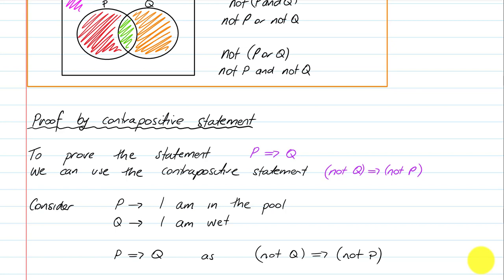Consider this one. P is I am in the pool, and Q is I am wet. Now we know this is true. I'm sure somebody will come up with a counterexample like, I'm inside a glass bubble or something like that. But let's assume being in the pool means I'm wet. So P implies Q. Does not Q imply not P? If I am not wet, does that imply I'm not in the pool? And the logic would say, yeah. So the opposite of the implied thing is true, then the implicator, which is P in this case, also must not be true.